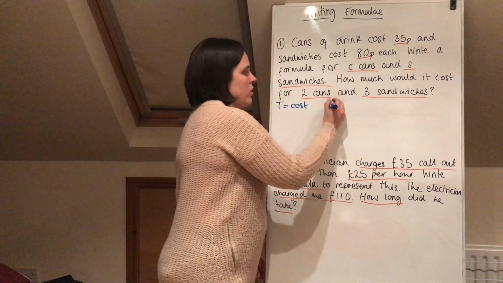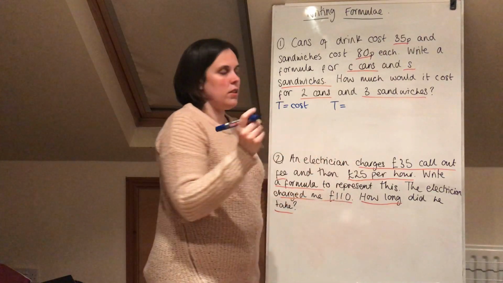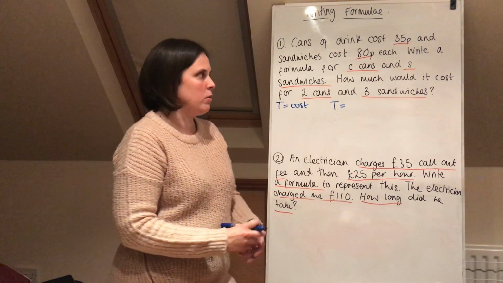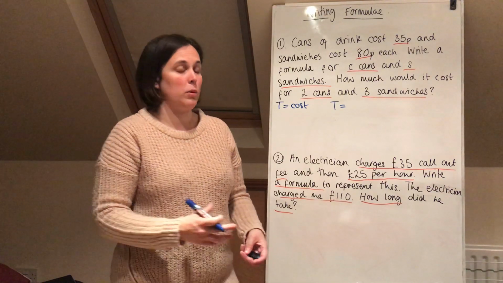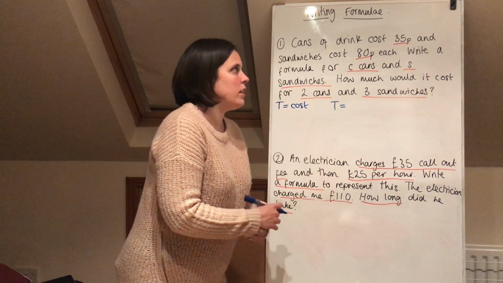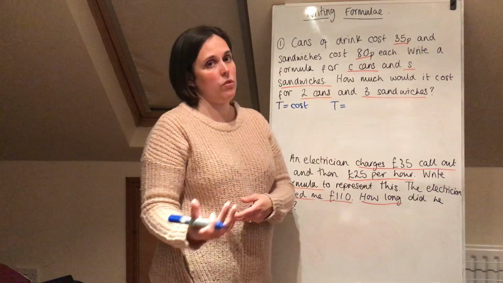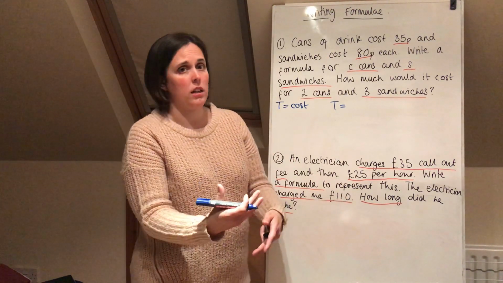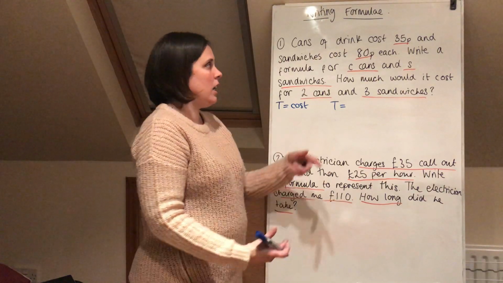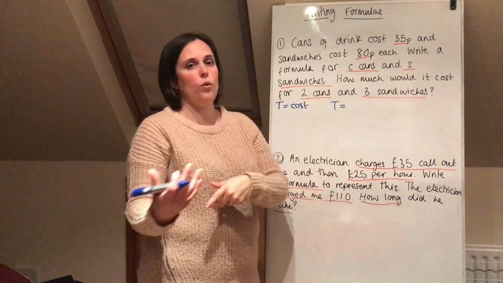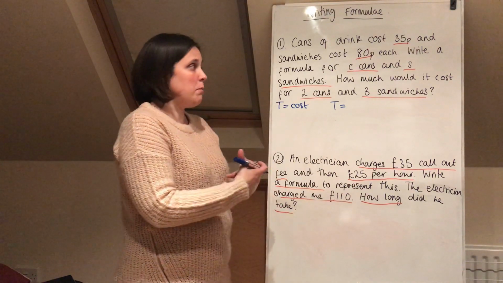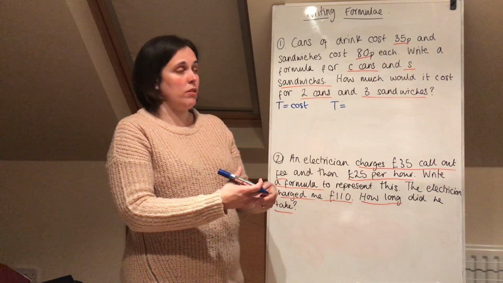So the total cost is going to be equal to, now if you think about it, if I told you in numbers what to do, you'd be able to do it. So it's just because it's algebra, sometimes people get a bit confused with it. So if I said to you I wanted 2 cans of Coke, you would say, okay, well 1 can of Coke is 35p, 2 cans of Coke is going to be 70p. And if you said you wanted, I don't know, 4 sandwiches, you would say 80p times by 4. It's the same principle, but we just have letters instead of numbers.